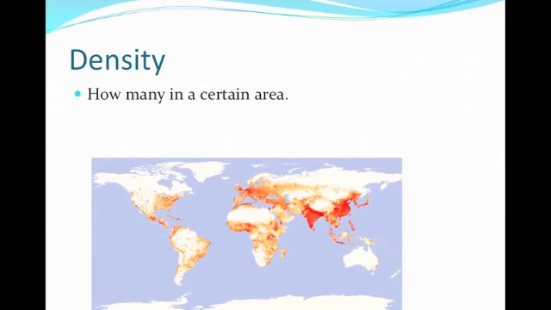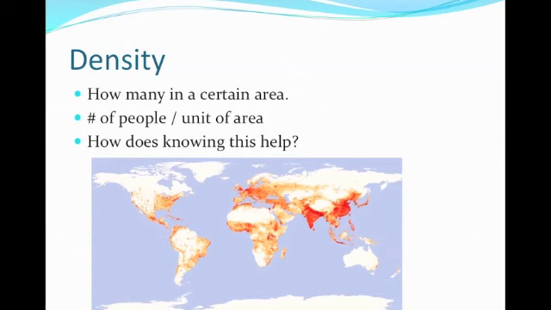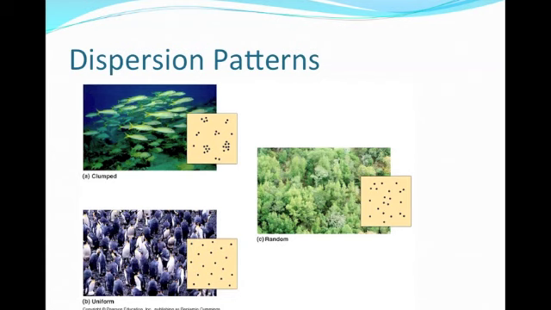So this is a map of the world, and you can see the more red they are, the more dense the areas are. Basically, it's just the number of people in that unit of area. So in the United States, on the eastern side, you will see that there are more people per unit of area than the rest of the United States, except for the West Coast. So how does knowing this help you? You can figure out where certain species are found, which will become very useful.